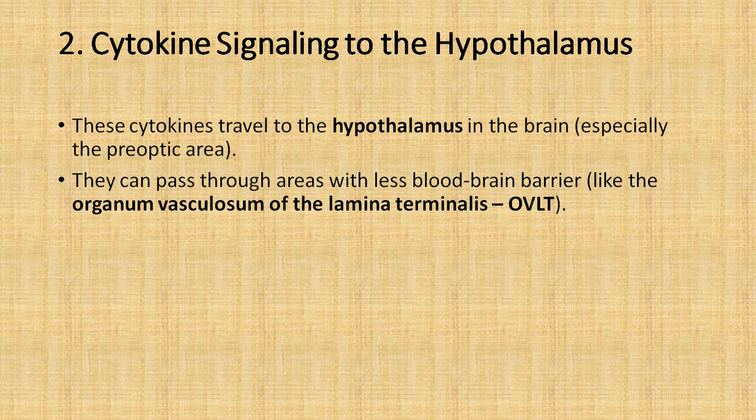So secondly, there should be cytokine signaling to the hypothalamus, because the hypothalamus is the part of the brain which is responsible for temperature control. So these cytokines travel to the hypothalamus in the brain, especially the preoptic area. They can pass through areas with less blood-brain barrier, like the organum vasculosum of the lamina terminalis.